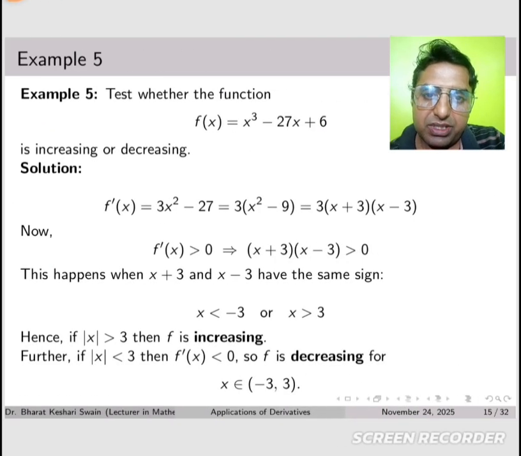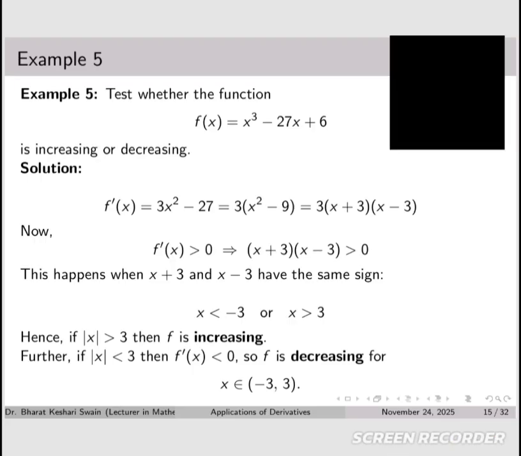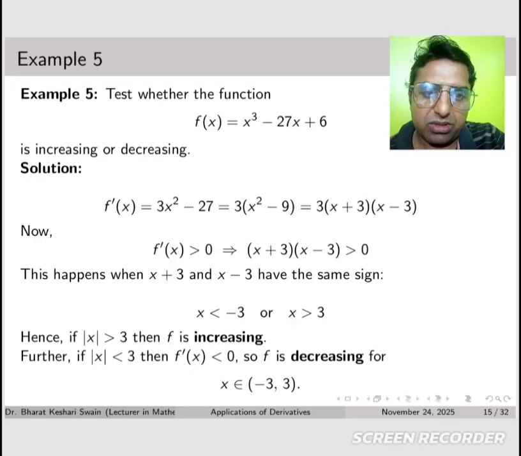Okay, so see here one example. Test whether the function f(x) equal to x cube minus 27x plus 6 is increasing or decreasing. So solution. We have to find the first derivative f'(x). So just find the derivative of f(x), which is 3x square minus 27.